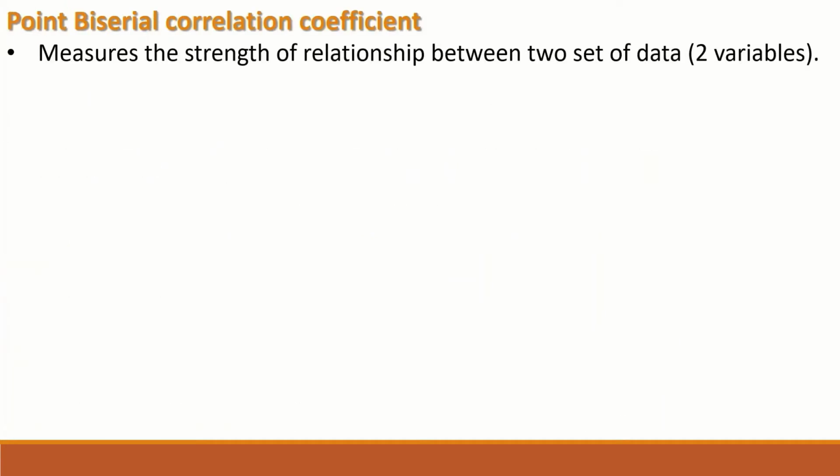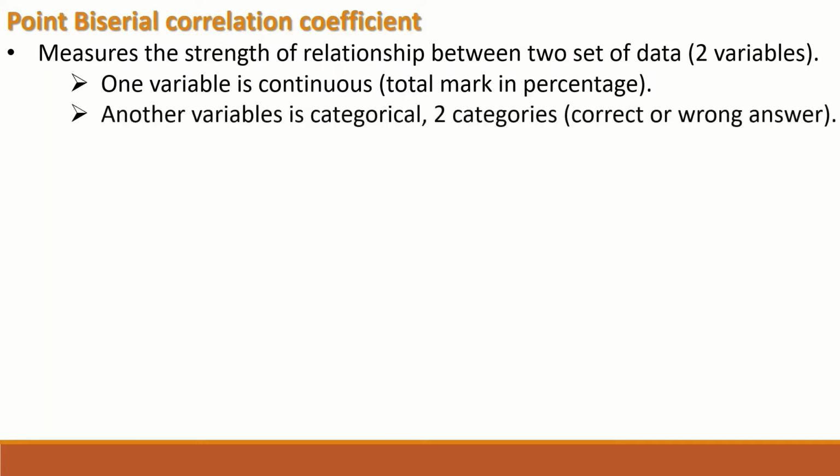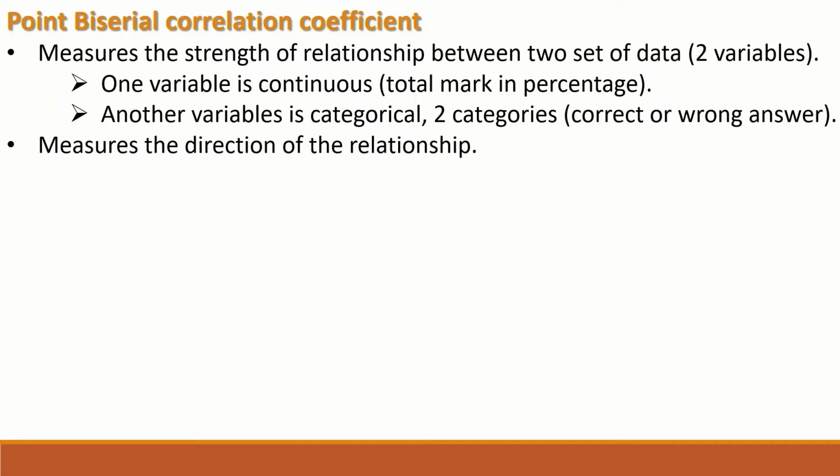It does measure the strength of the relationship between two sets of data. So here in this case we have two variables. We need to correlate two variables with each other. One of the variables is continuous, such as the total mark, which is in percentage from 0 to 100, and the other variable is categorical, two categories, correct or wrong answer.